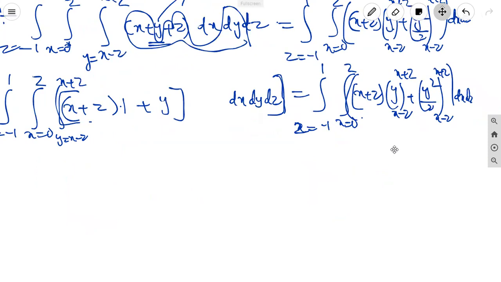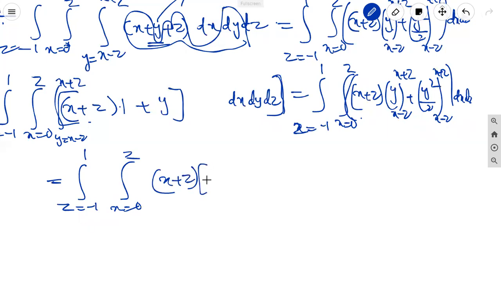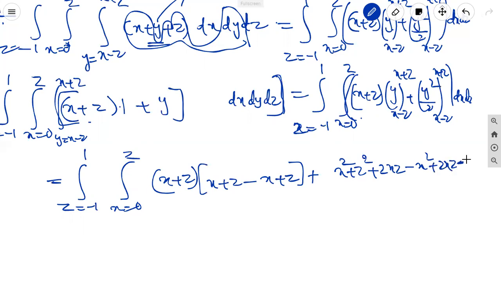Okay. Next, apply the limits. Integral z equals -1 to 1, integral x equals 0 to z, (x plus z) into the upper limit, (x plus z) minus the lower limit, (minus x plus z), plus (x plus z) whole square, that is x square plus z square plus 2xz, minus (a minus b) whole square, a square minus... plus 2xz minus z square.